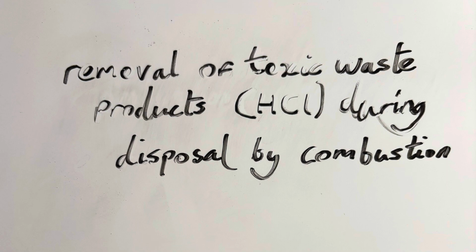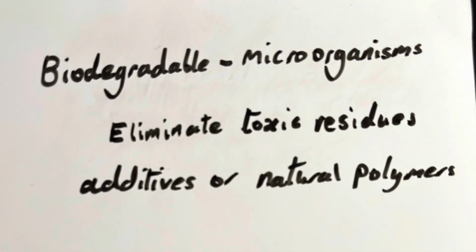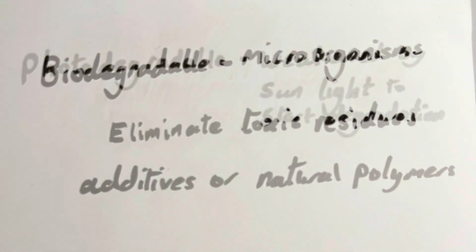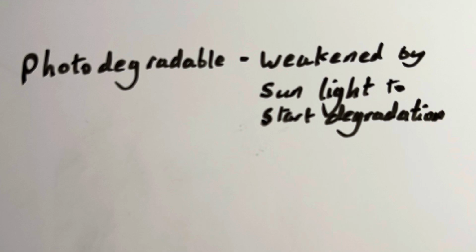Now, you have to remove toxic waste products like hydrogen chloride during disposal through combustion. Now, biodegradable polymers have microorganisms in them that eliminate these toxic residues, and they can either be an additive to the plastic, or they can be naturally found polymers. Or they can be photodegradable, which means they are weakened by sunlight, which starts the degradation. Now, it's important to know, not all polymers are biodegradable or photodegradable, but all of them can be combusted or can be used as feedstock.